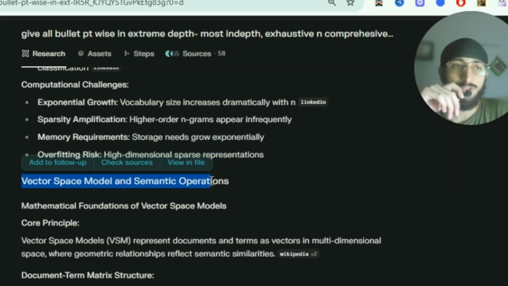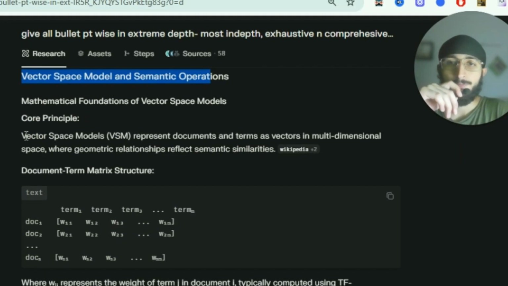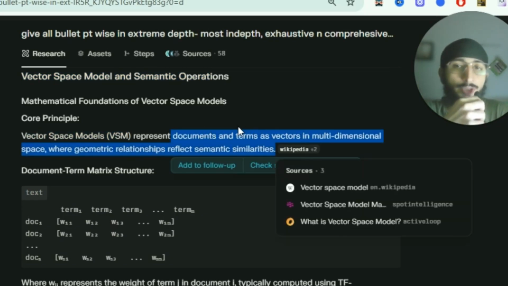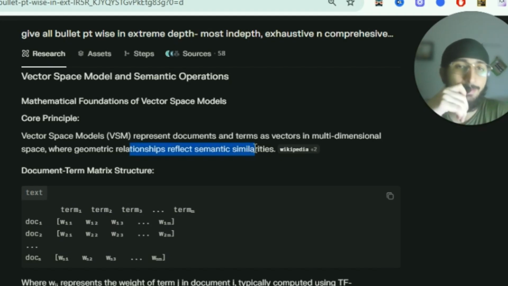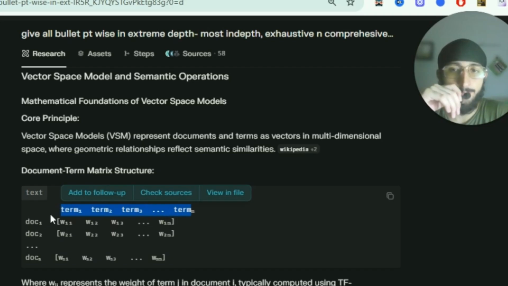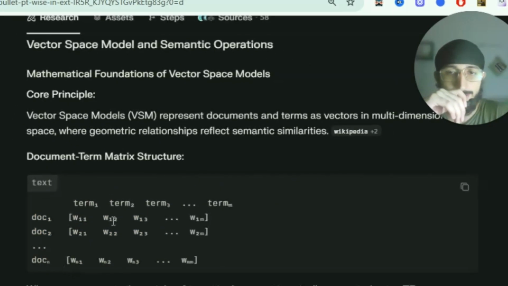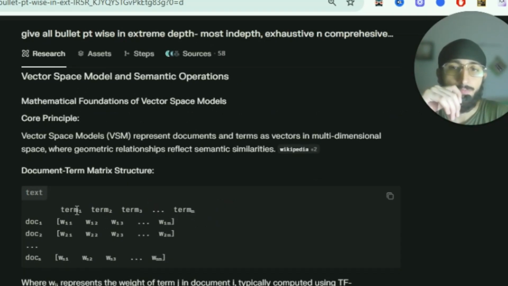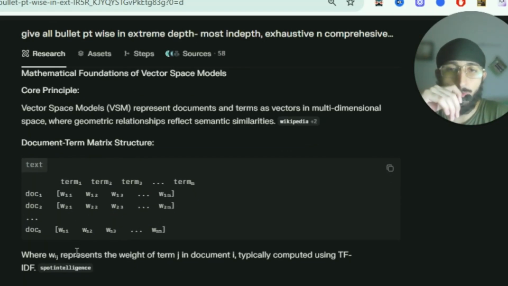Now, talking about vector space models and semantic operations. VSM, vector space models, represent documents and terms as vectors in multidimensional space, where geometric relationships reflect semantic similarities. The document-term matrix structure looks something like this: term 1 till term m on the x-axis, and doc 1 till doc n on the y-axis. And this is the matrix that is formed, right? Where Wij represents the weight of term j in document i, typically computed using TF-IDF.